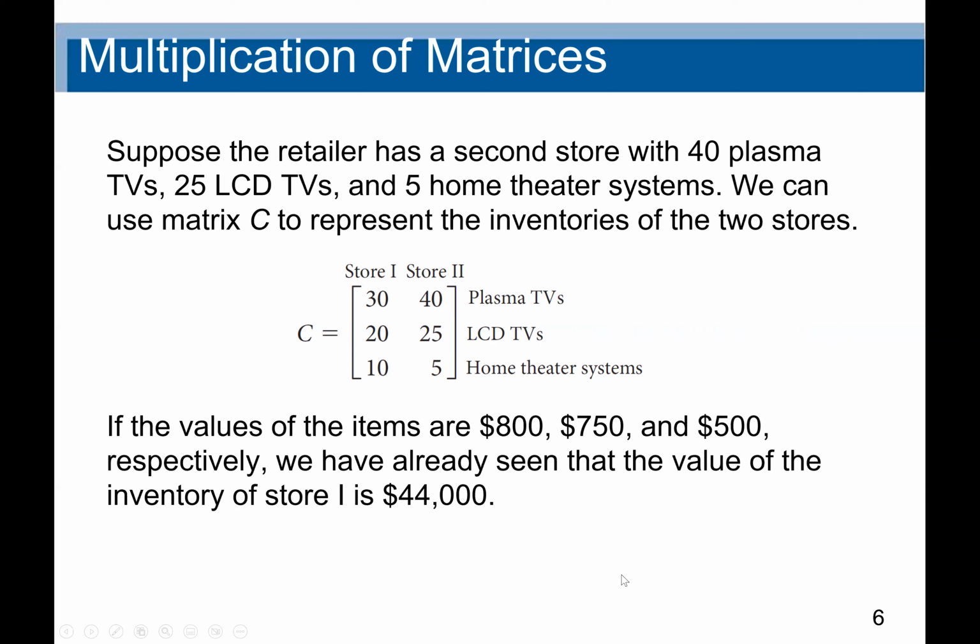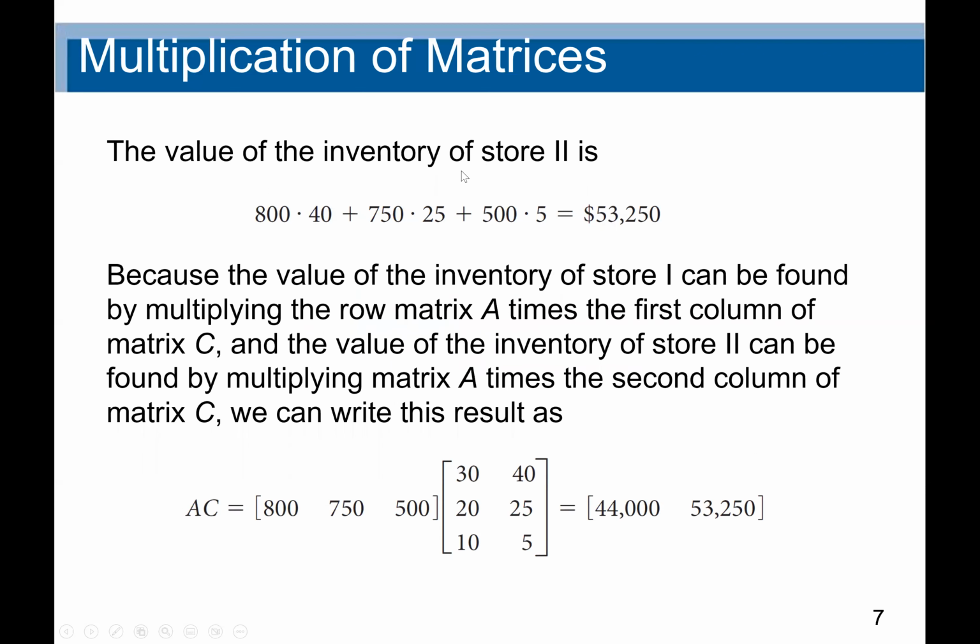If we want to find the total, we can do the same thing by multiplying 800 by 30 and by 40, then 750 by 20 and 25, then 500 by 10 and 5, because those are the prices for the plasma TV, LCD, and home theater. For the second store, $800 is the price and the quantity is 40, plus 750 with quantity 25, plus 500 with quantity 5. The total will give us 53,250. Then we can add the two together.